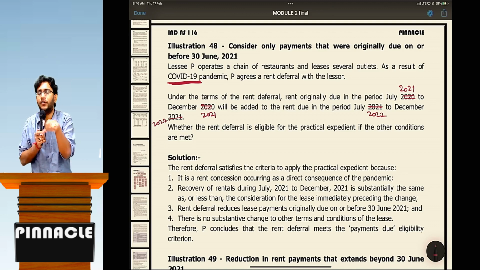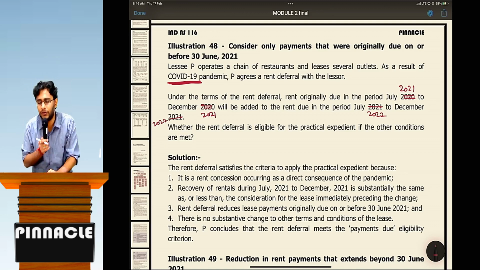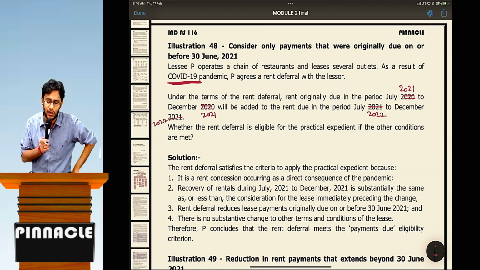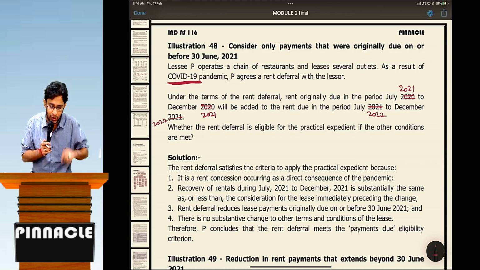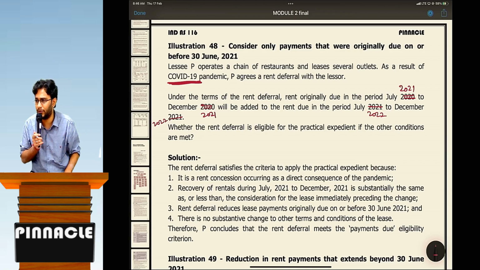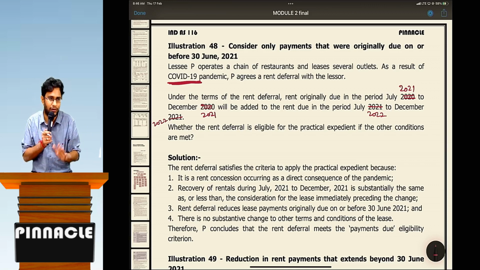What period of benefit did you receive? What is the cutoff point for you? 30th June 2022: before that you can enjoy benefits. Here he enjoyed the benefit in which period? July 21 to December 21. That is way before 30th June 2022. So definitely two points only you can verify.